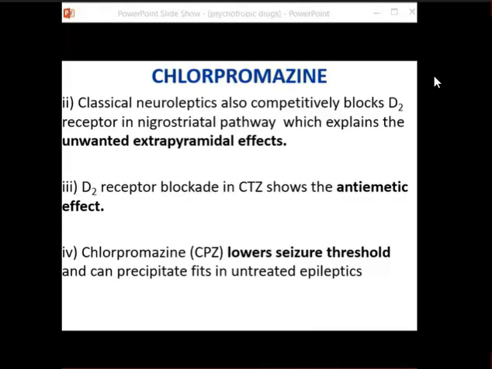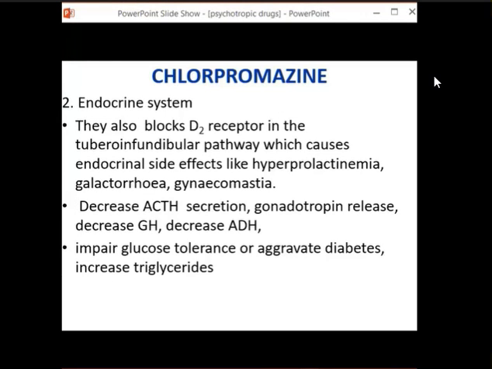Next, action in the endocrine system. By blocking the D2 receptor in the tuberoinfundibular pathway, it causes endocrine side effects like hyperprolactinemia, increased prolactin level, galactorrhea, and gynecomastia in males. Other hormone secretions like ACTH, adrenocorticotropic hormone, and gonadotropin hormone, then growth hormone and antidiuretic hormone are also decreased. There is an impairment of glucose tolerance, which can lead to increased blood sugar level and can aggravate diabetes. It has also been found to increase the triglyceride level.